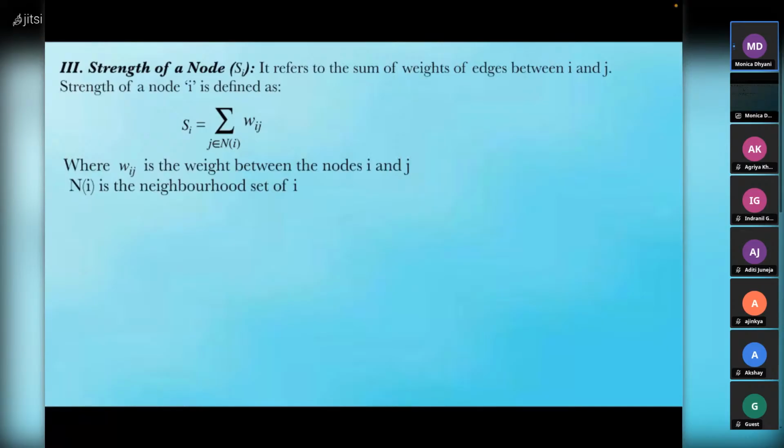Then strength of node i refers to the sum of weights of edges between i and j. Strength is given by this formula where wij is the weight between the nodes i and j, and Ni is the neighborhood set of i. Neighborhood set are those nodes which i is directly connected to. So that is the neighborhood set.